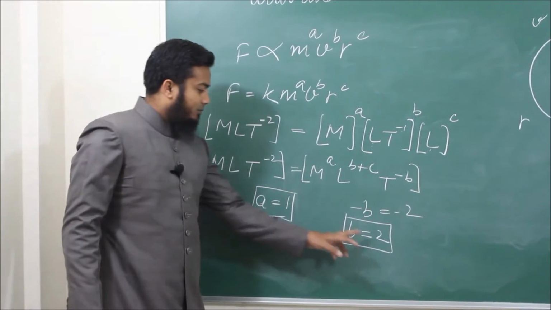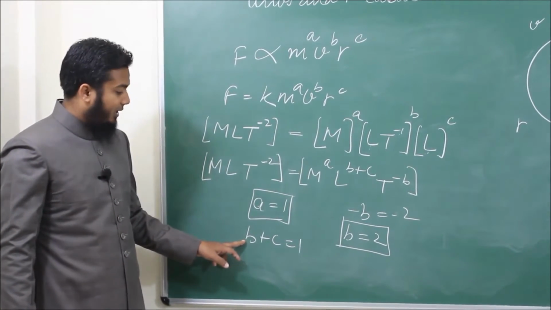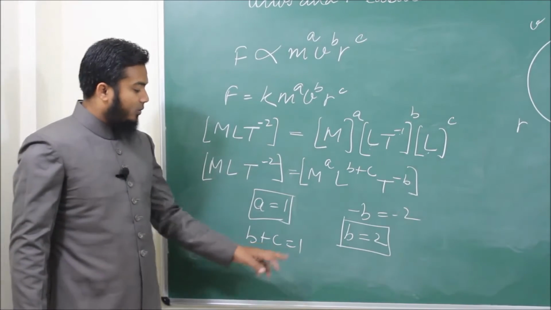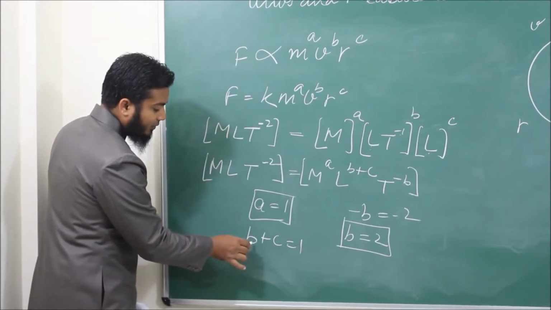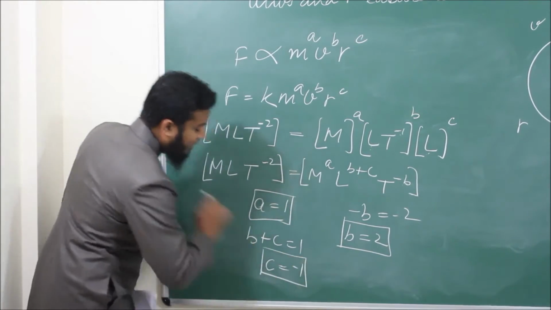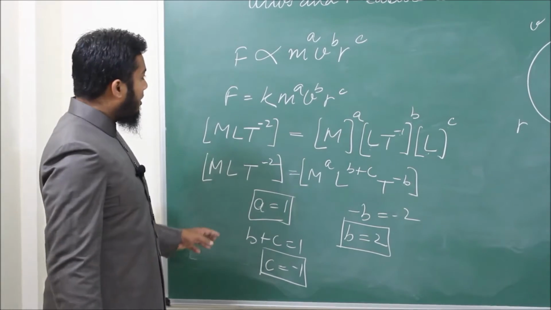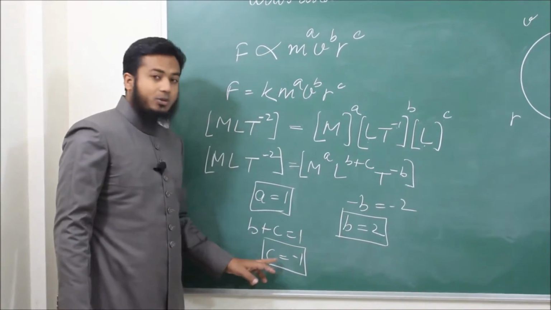Now a is 1, b is 2, and from this equation, if you put the value of b here, you will find the value of c as minus 1. If 2 is here, then c is equal to minus 1. So you have got all the exponents. A is 1, b is 2, and c raised to the power minus 1.